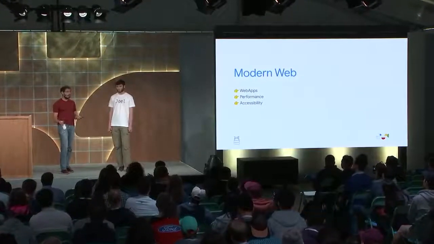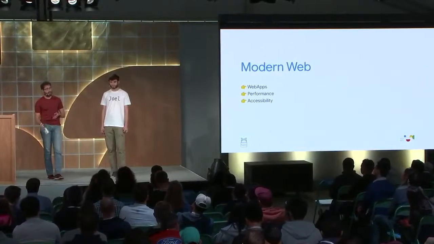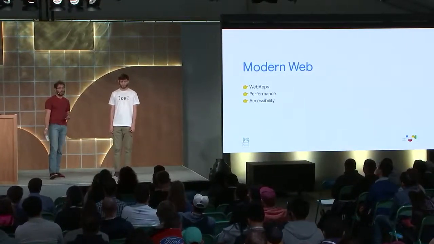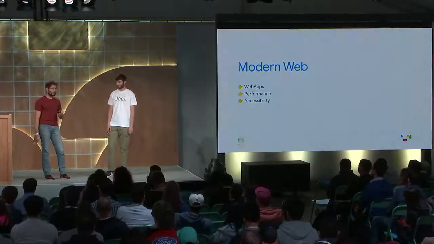Let's see how we can use Puppeteer to test the modern web. And the modern web is not what it used to be 10 years ago. Every other website today is a web app. We spend a lot of time to make sure the performance is good and the website is accessible. So how do we actually test for this? Let's go and see certain features that Puppeteer lets you do.